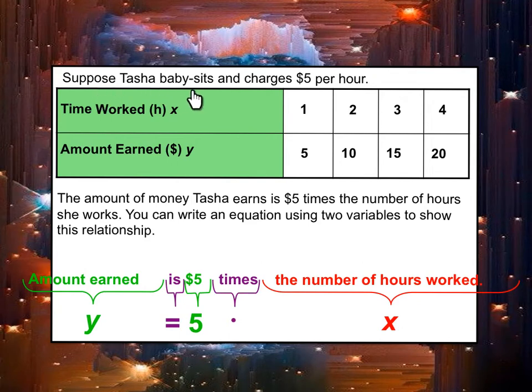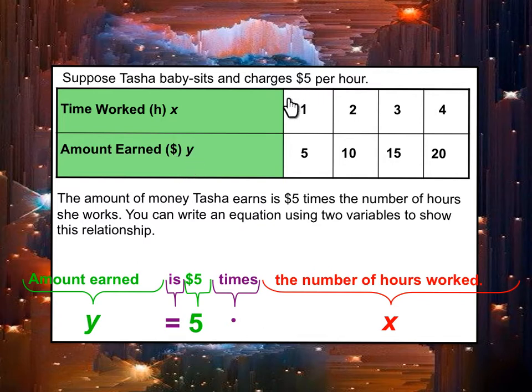Suppose Tasha babysits and charges $5 for every hour that she babysits. We can actually take that information and create a table. We can say that X will represent the time that she works. You can also represent that with an H. And you can represent the Y with the amount that she earns, as the money or as Y, the variable.